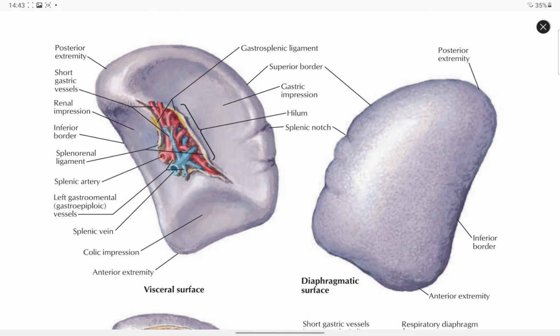The anterobasal angle is found at the junction of the superior border with the anterior extremity. It is the most forward projecting part of the spleen, whereas the posterobasal angle is found at the junction of the inferior border with the anterior end of the spleen. Next is the hilum of the spleen. It lies between the superior and the intermediate border.